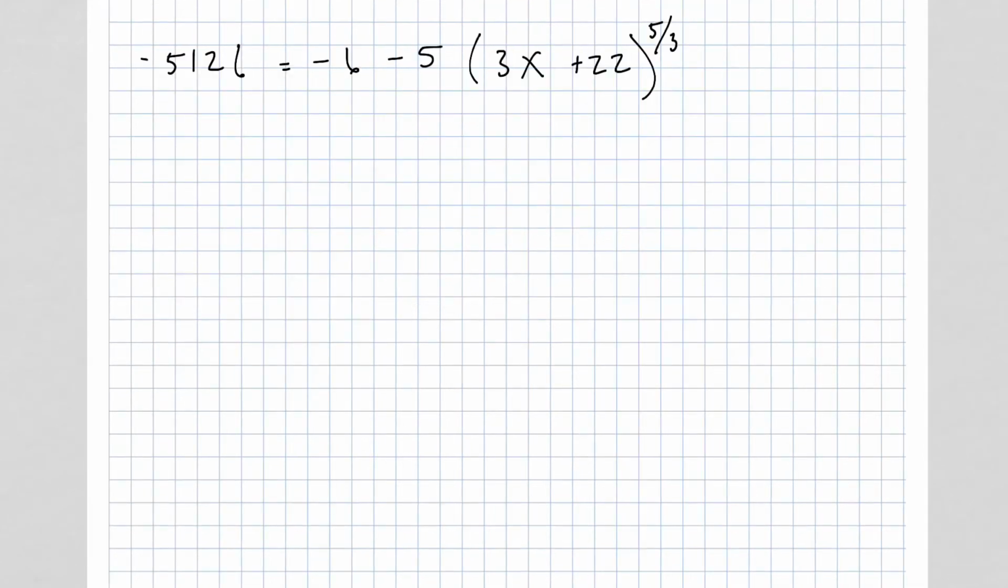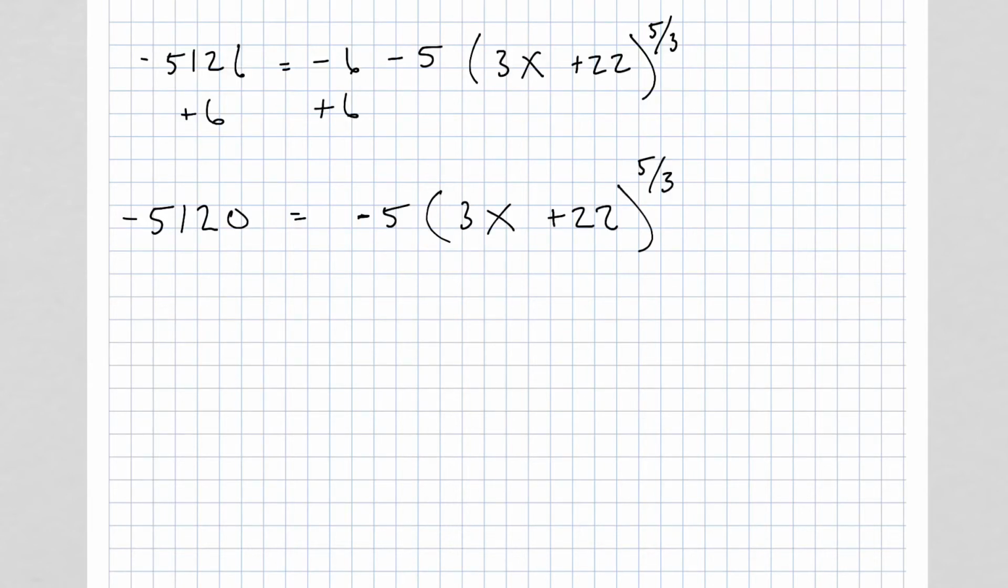All right, problem number 2. Here we're going to solve for the variable x. So the first thing we're going to do here is add 6 to both sides. Okay, negative 5126 plus 6 is going to give us negative 5120 equals negative 5 times 3x plus 22 raised to the 5/3 power.